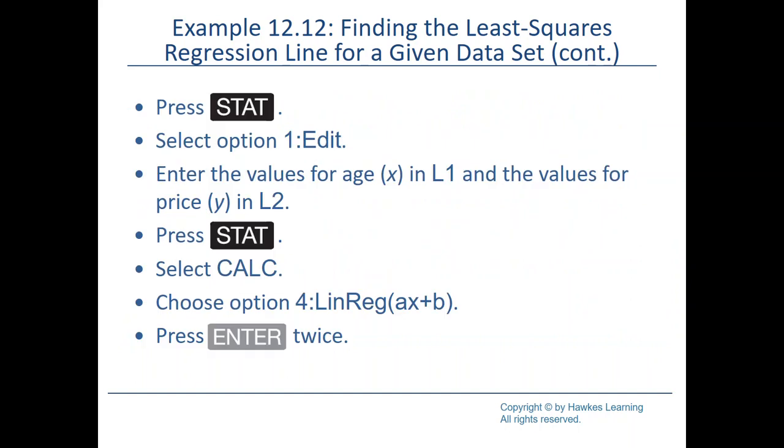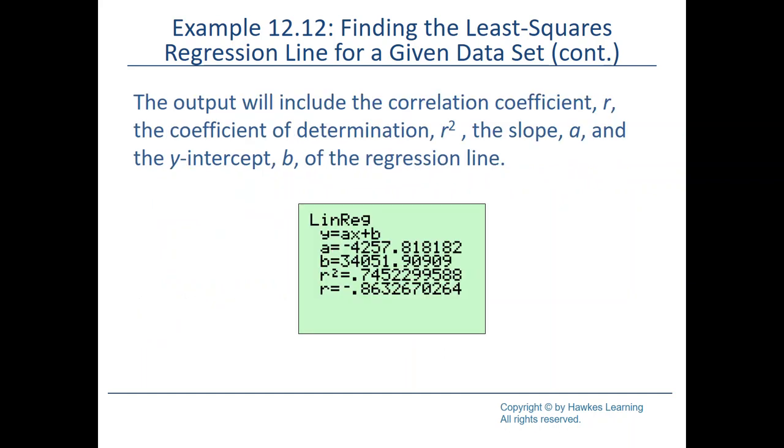So I'm going to do stat, edit, and plug all the stuff in. X is going to be list 1, list 2 is going to be those prices, and then I'm going to say stat, calculate, run number 4, LinReg ax plus b. Now once I run that, the output will include the correlation coefficient R, as well as R squared. It will also tell me the slope of my model and the y-intercept of that model. Again, I do want to write it all down, but I do want to actually take my R into effect in just a second.